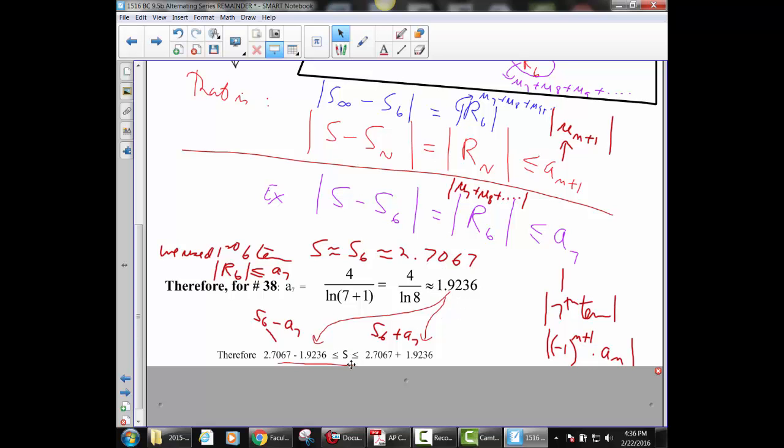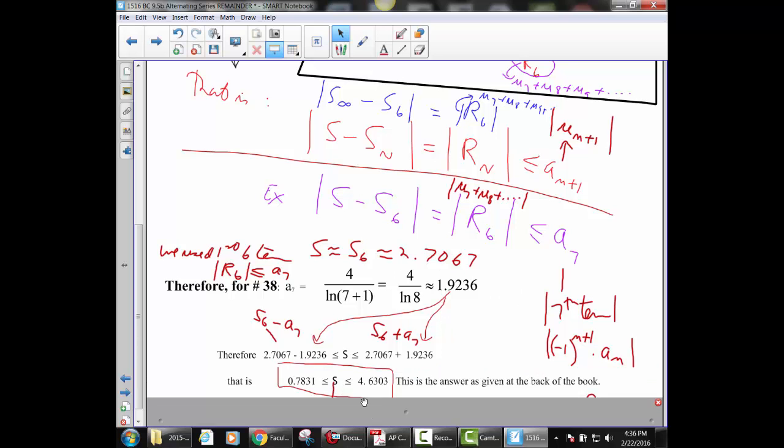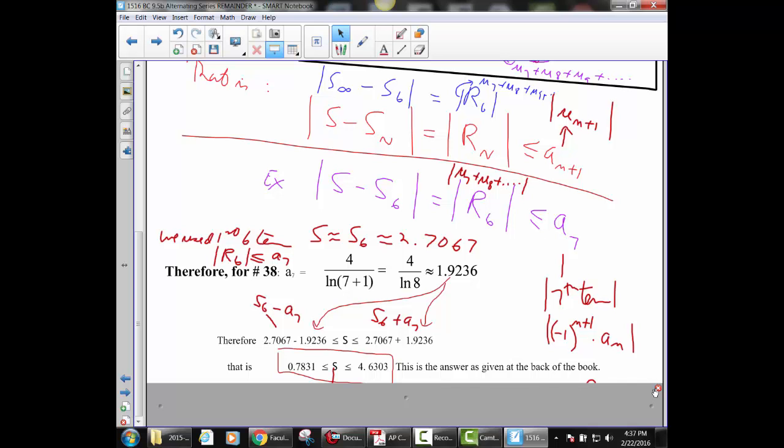So the actual sum lies between this approximation that we got, 2.7067, plus or minus this remainder. So if I actually added these things up, that would mean that the actual sum is somewhere, not that this is a great example, but somewhere between 0.7831 and 4.6303. Okay? And that's the answer given at the back of the book. So it's interesting because that's not the question.